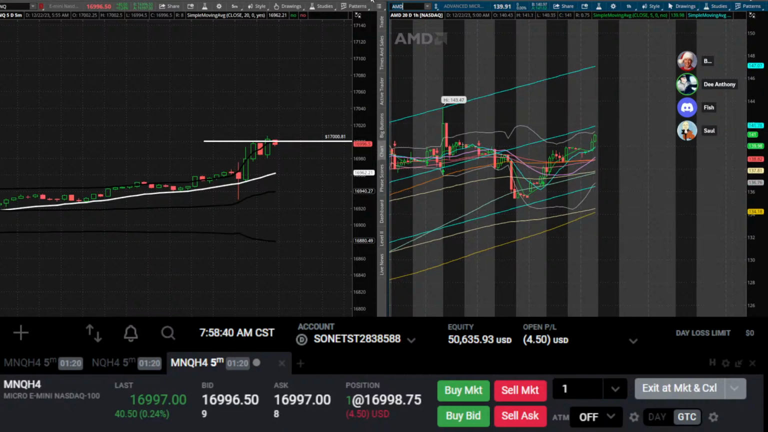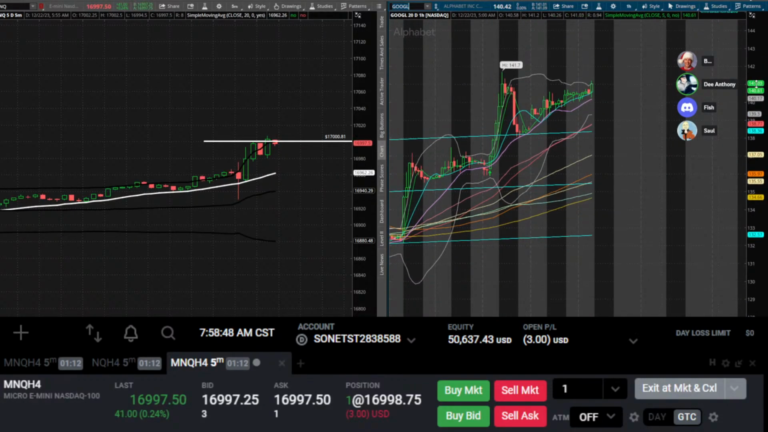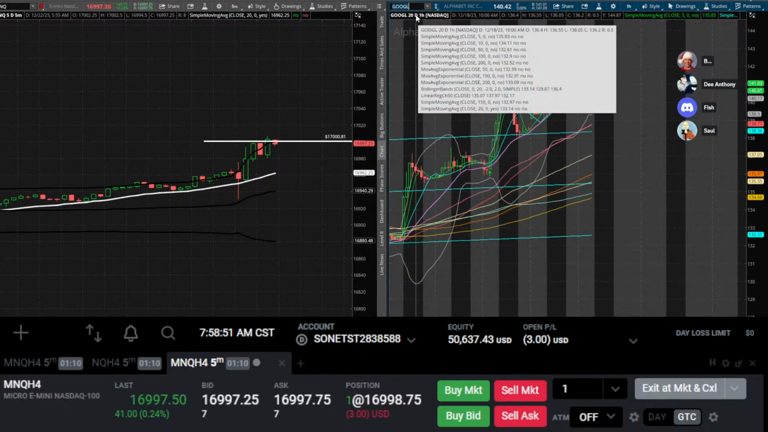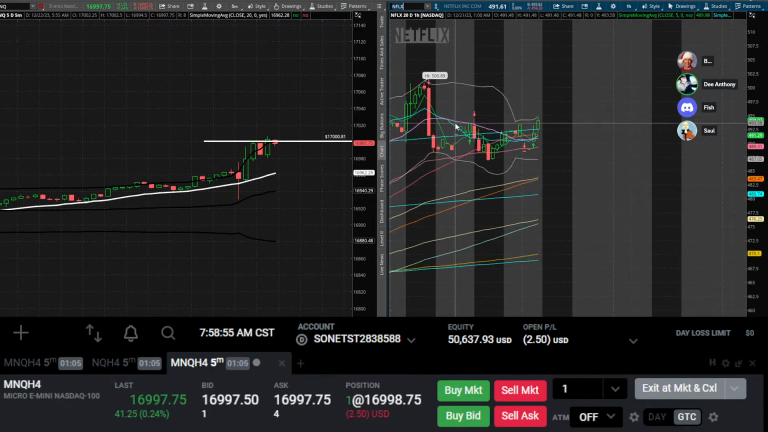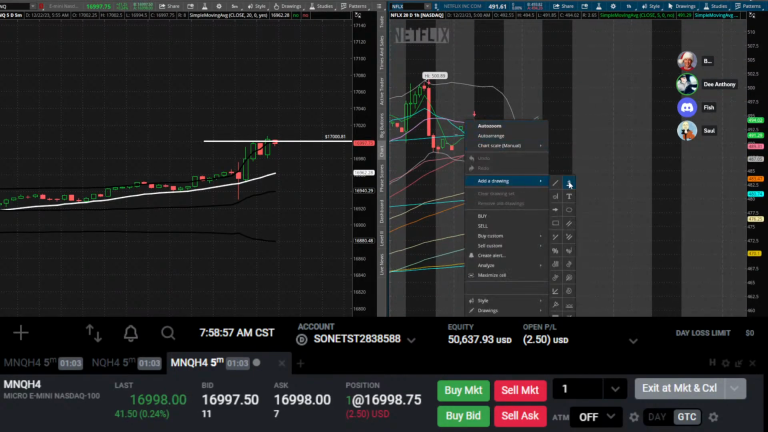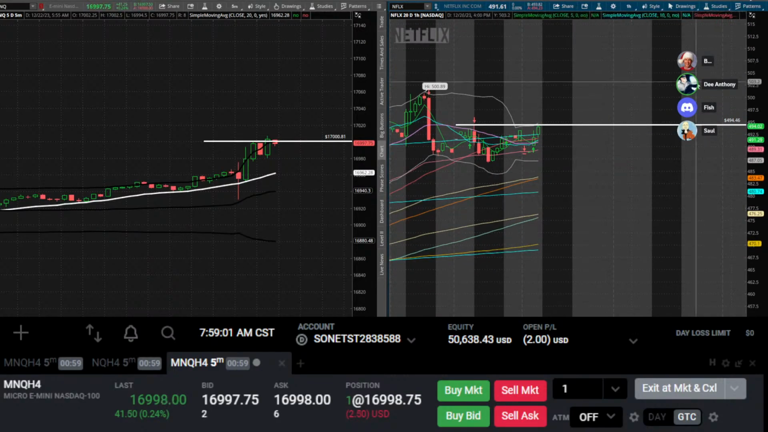But AMD looks good as well. It's just got a little bit of hourly supply there at upper channel. Google looks good as well, but I don't like trading Google. Netflix looks good as well over yesterday's highs, but I also don't like trading Netflix. It's just too spready for me. But over 494.50 on Netflix looks good.